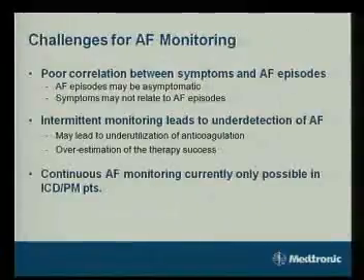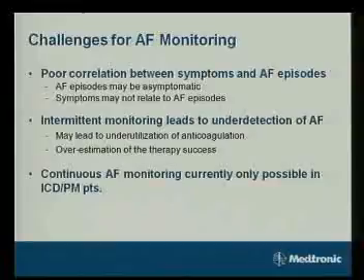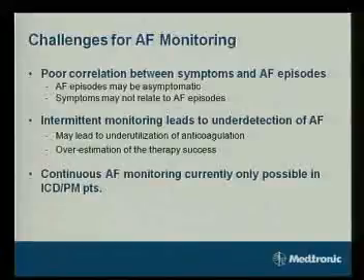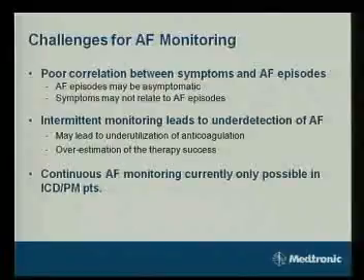So why did we choose to monitor atrial fibrillation? First of all, because there is a lot of literature that there is a very poor correlation between symptoms and atrial fibrillation. Many AF episodes are asymptomatic. About 9 out of 10 are asymptomatic. But also patients may have symptoms that have nothing to do with atrial fibrillation. So they feel that they have an arrhythmia problem, and it's not. It is maybe congestion or something else.